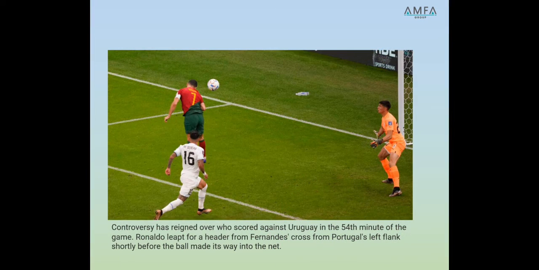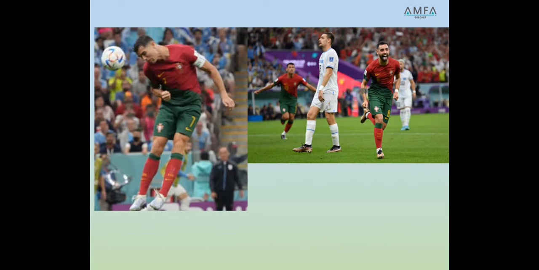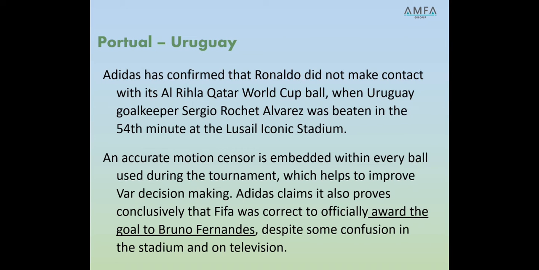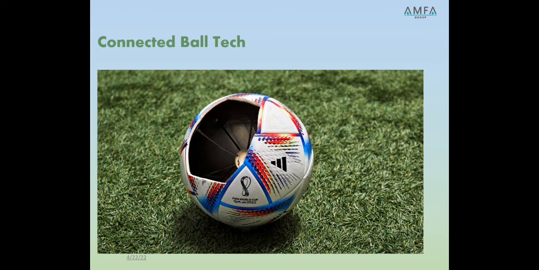These are the visuals of that 54th minute goal from Portugal versus Uruguay. We can see from different angles the front and the rear position cameras, but those camera visuals were not really indicating if CR7 had a touch on the ball or not. But later the connected ball technology sensor gave a very clear indication that CR7 Cristiano Ronaldo didn't have even the faintest touch on the ball, and the goal was awarded to Bruno Fernandes.